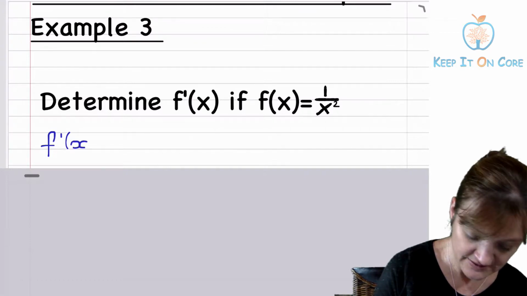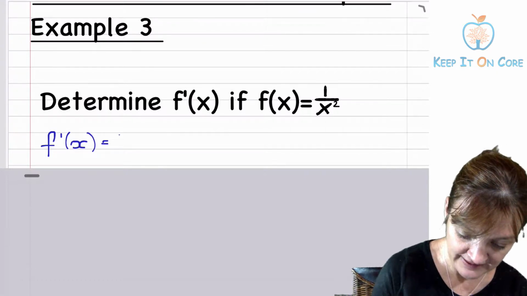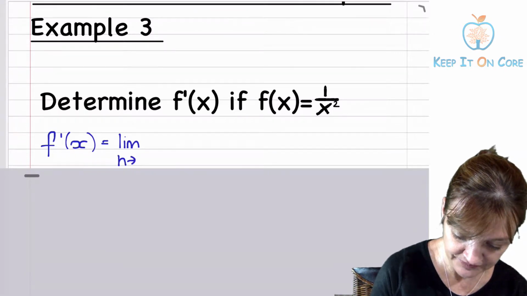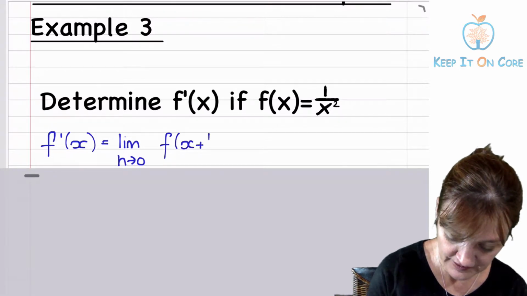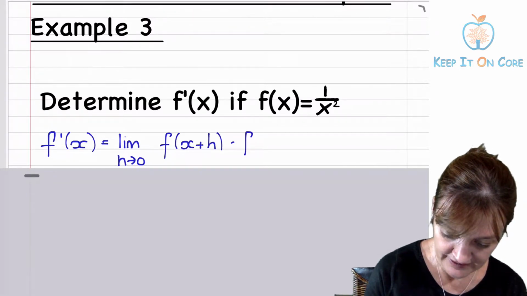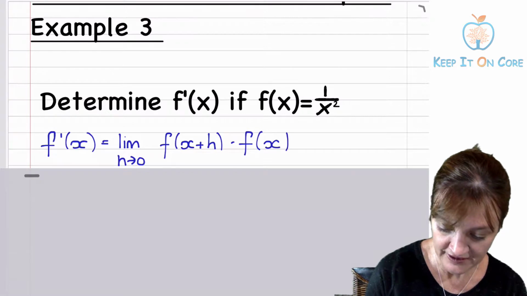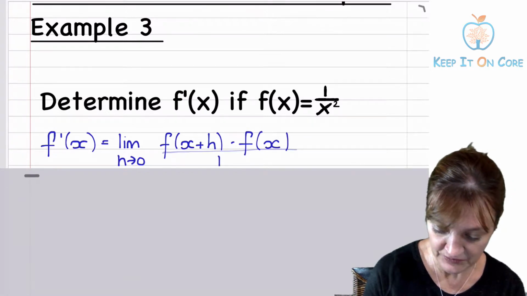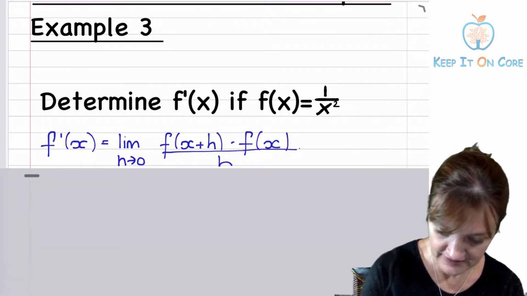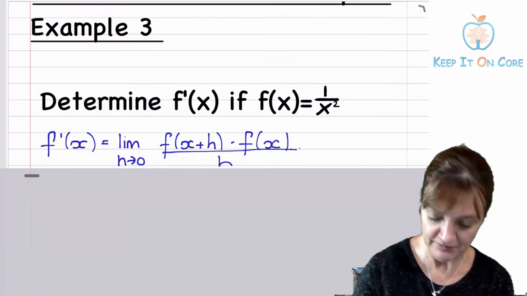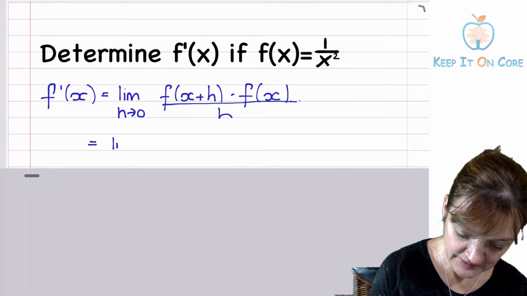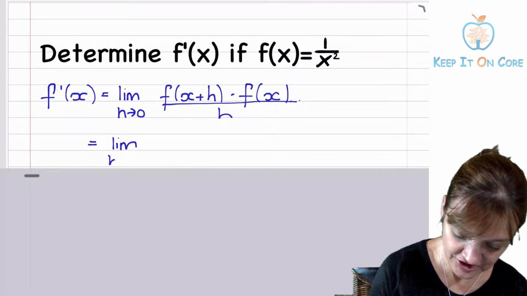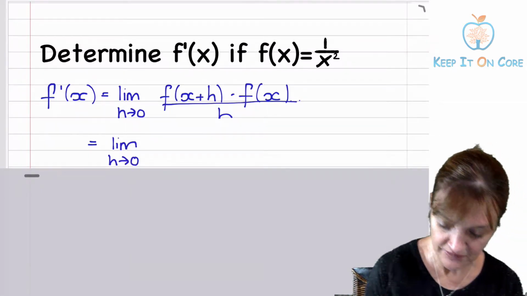That's always your best starting point, and that's f prime x equals the limit as h tends towards 0 of f of x plus h minus f of x, and it is sitting all over h. Okay, right, so we're going to say equals the limit as h tends towards 0.